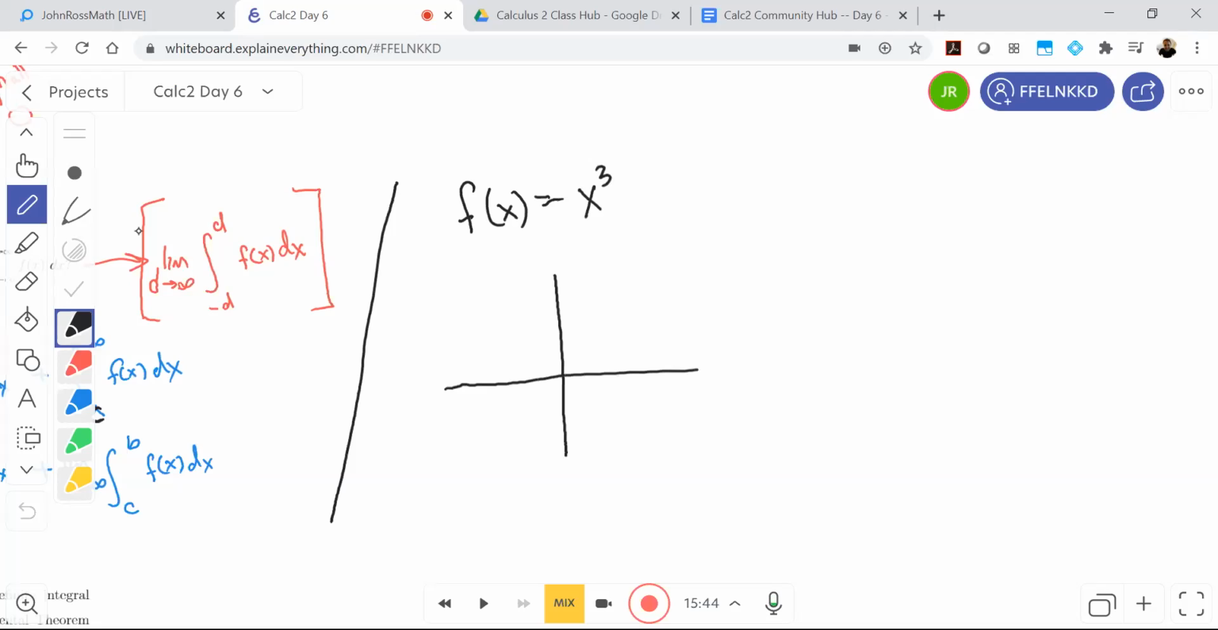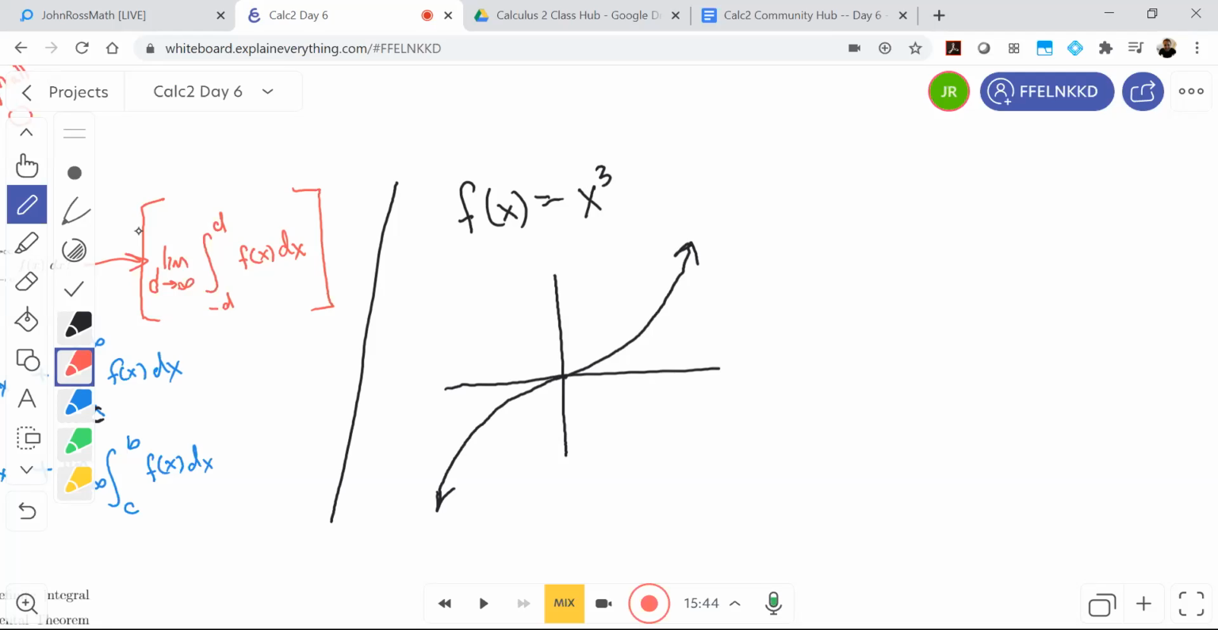The function f of x equals x cubed looks like this. I'm going to draw it. Oof. I was going to say I'm not going to draw it great, but that was bad even by my standards. Let's try again. X cubed looks loosely like this. Okay, that's bad, but that's good enough. X cubed looks like this. What happens if we try to compute our integral in these two different ways?